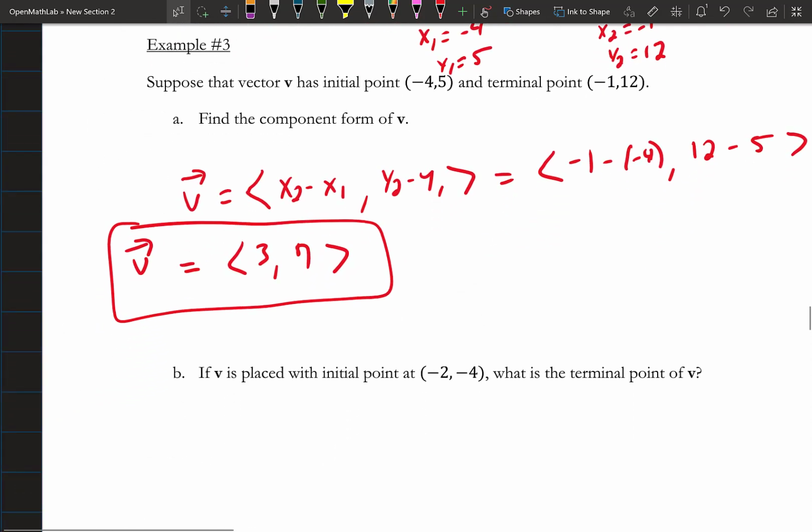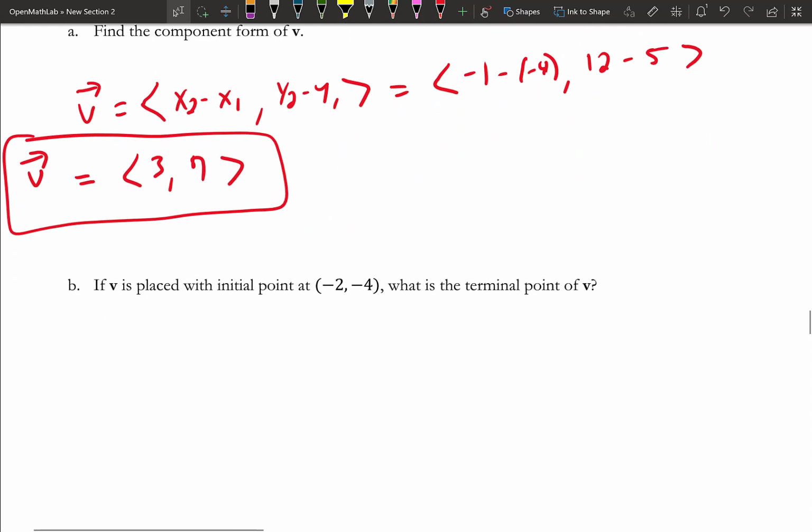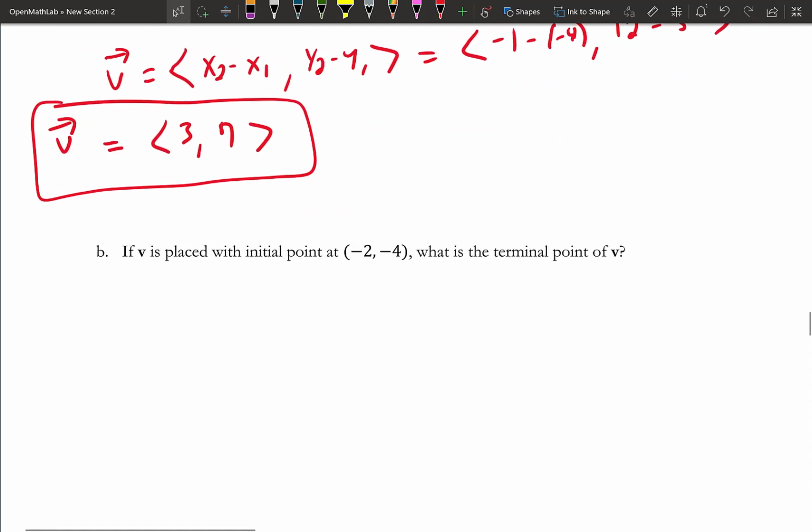We're going to do some operations with vectors, and we're going to see why the component form is also really nice notationally to work through this.